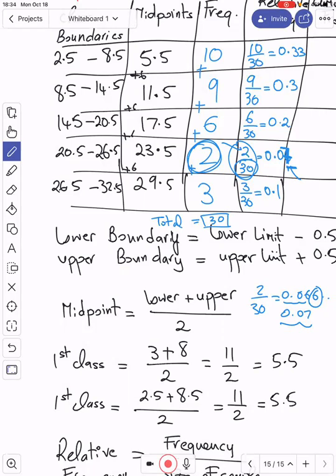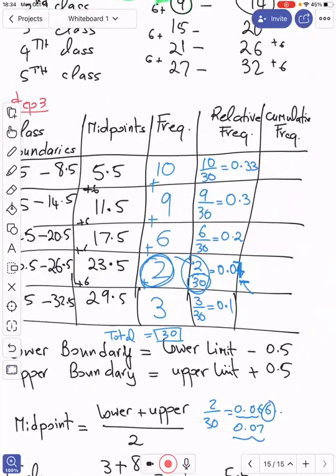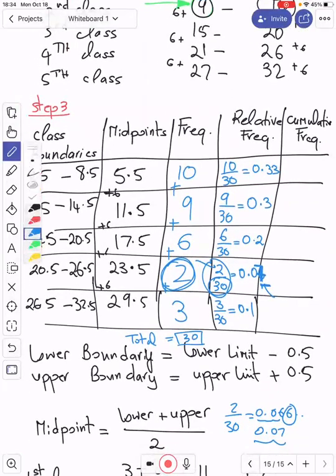Anyway. All right, guys. For the cumulative frequency: for the first class, of course, the cumulative frequency is just the same as the frequency of the class. Now, for the second class, the cumulative frequency would be the frequency of the class, which is 9, plus the frequencies of the previous classes. The previous class is the first class, and its frequency is 10. So that's 9 plus 10, and the cumulative frequency of the second class would be 19.